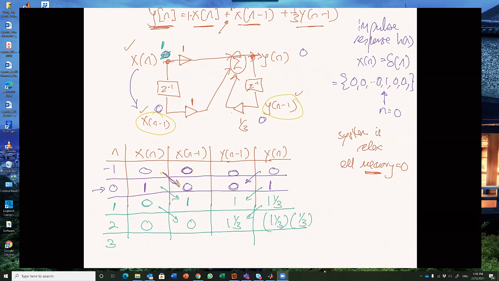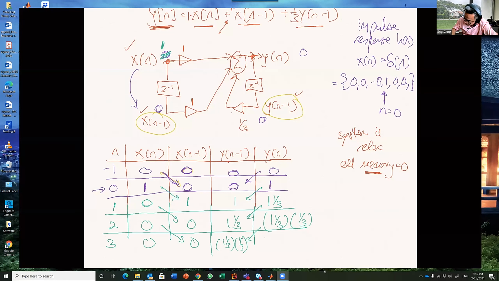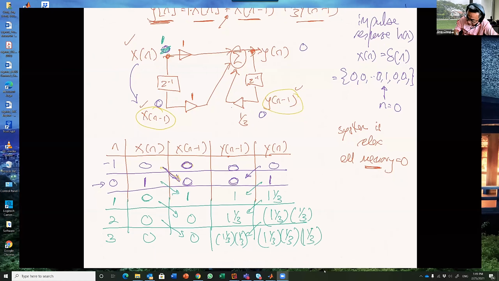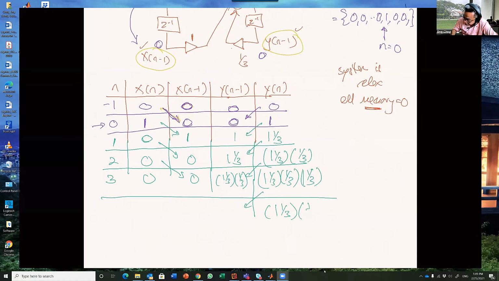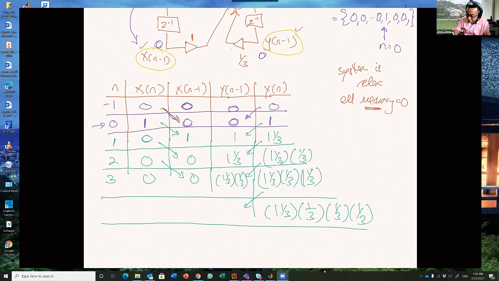Now, you can see the pattern already, guys. This is 4/3 multiplied by 1/3, and the next output is that multiplied by 1/3 again. After a while, you realize there's a pattern, right? The output keeps being multiplied by 1/3. If you can figure this out, you can already write the equation.